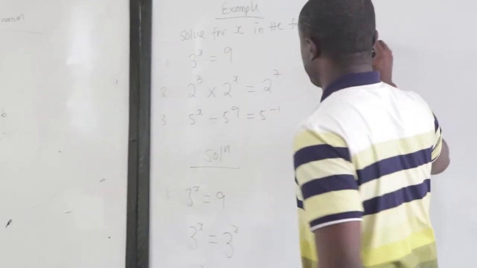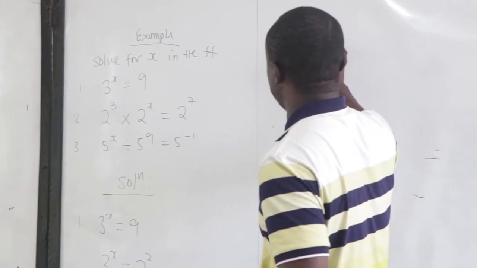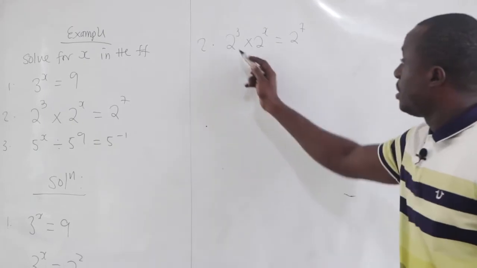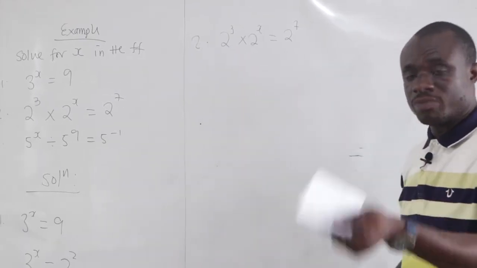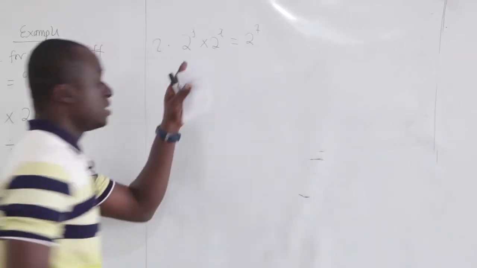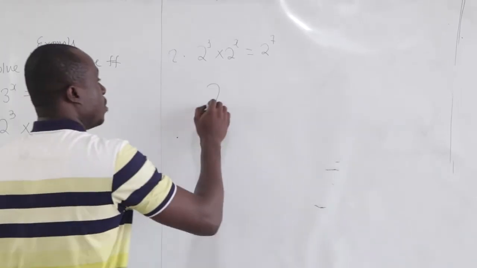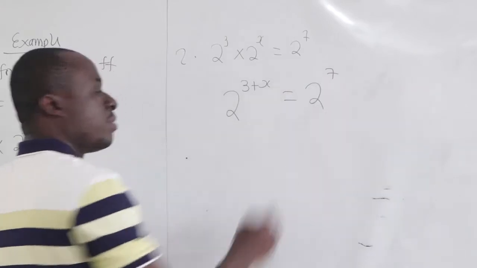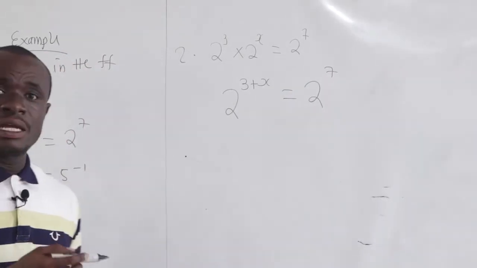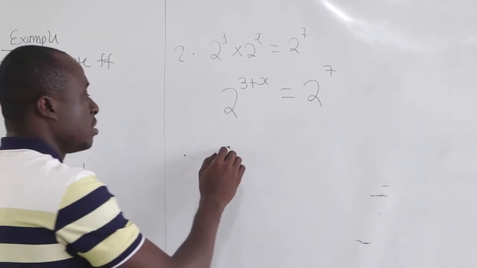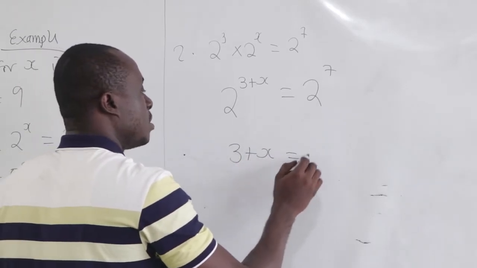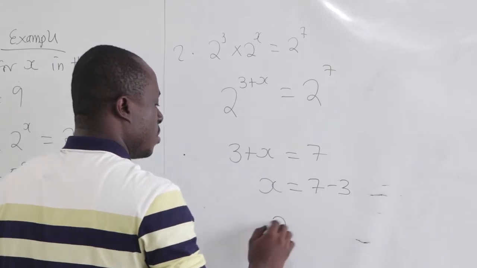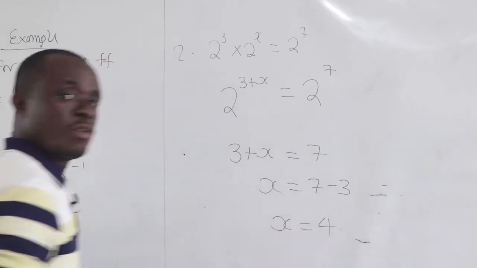Now let's see the second one. We have 2 to the power 3 times 2 to the power x equal to 2 to the power 7. Here, on the left hand side, we are multiplying. Because we are multiplying and the bases are the same, we add the exponents. So we have 2 to the power 3 plus x equal to 2 to the power 7. Now here the bases are the same, so we equate the exponents. You have 3 plus x equal to 7. x equal to 7 minus 3. So x is equal to 4.